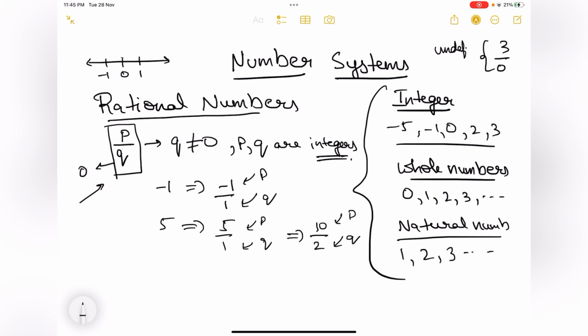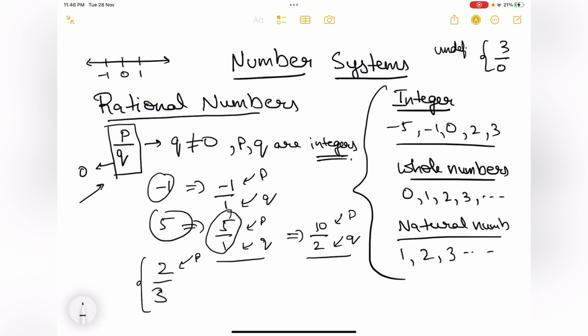Whichever number can be represented in the form of p divided by q, where p and q are integers, those numbers are called rational numbers, right? So if you find one example, that's more than enough. Now, another example would be, let's say you want to represent 2 by 3. 2 by 3 is an indivisible fraction. This is its lowest form. So p is 2 and q is 3, right? Therefore it is also a rational number.